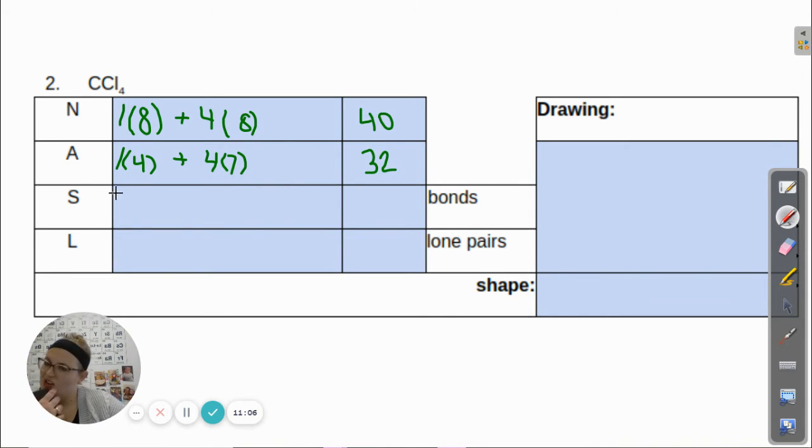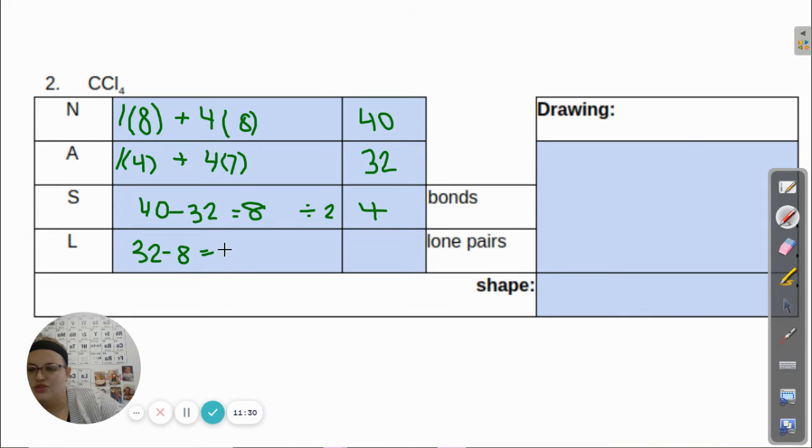All right, shared. So S is N minus A, so 40 minus 32, which gives me 8. I'm going to divide that by 2 to get my number of bonds, which is 4 bonds. Okay. L is A minus S, so 32 minus 8, which I do believe is 24. Okay. And I divide that by 2 to get my number of lone pairs. So 12 lone pairs.